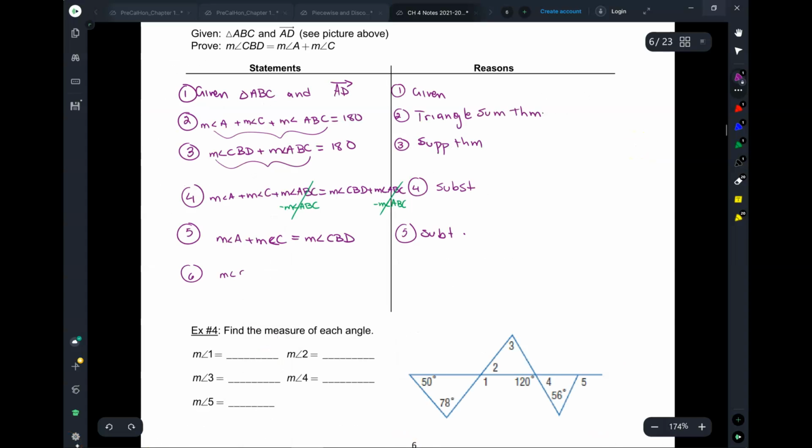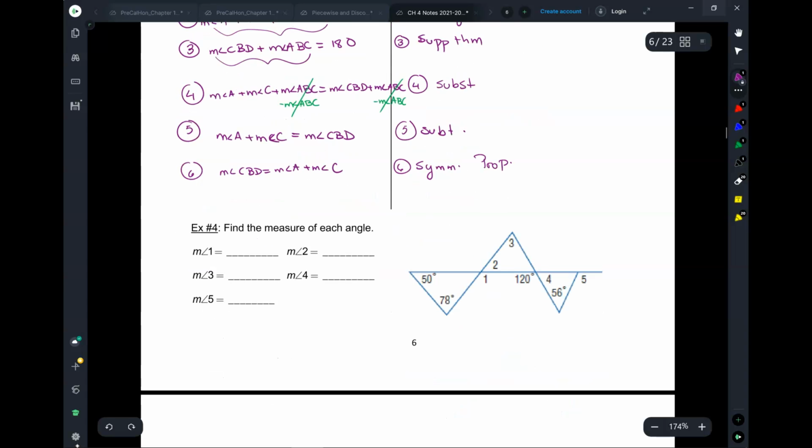So measure of angle CBD, it's good practice, equals measure of angle A plus measure of angle C. What is that called? Good for you, symmetric property. Okay, good. All right.